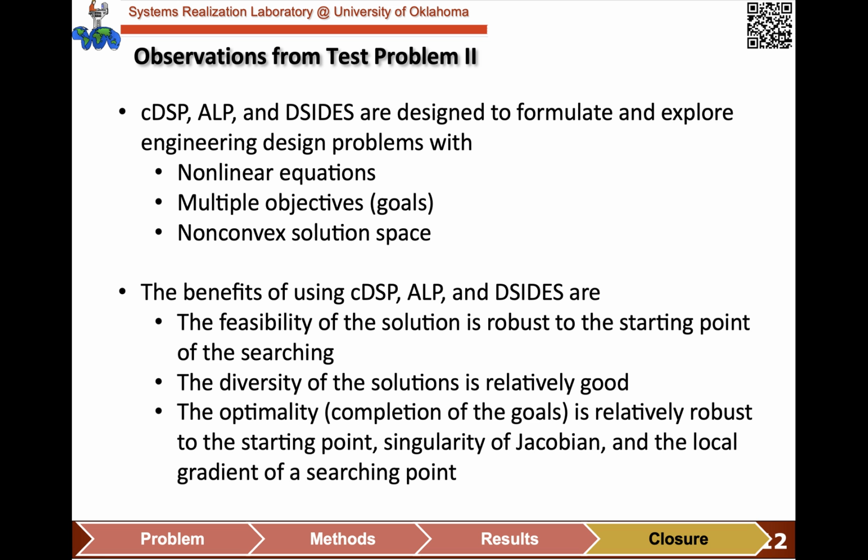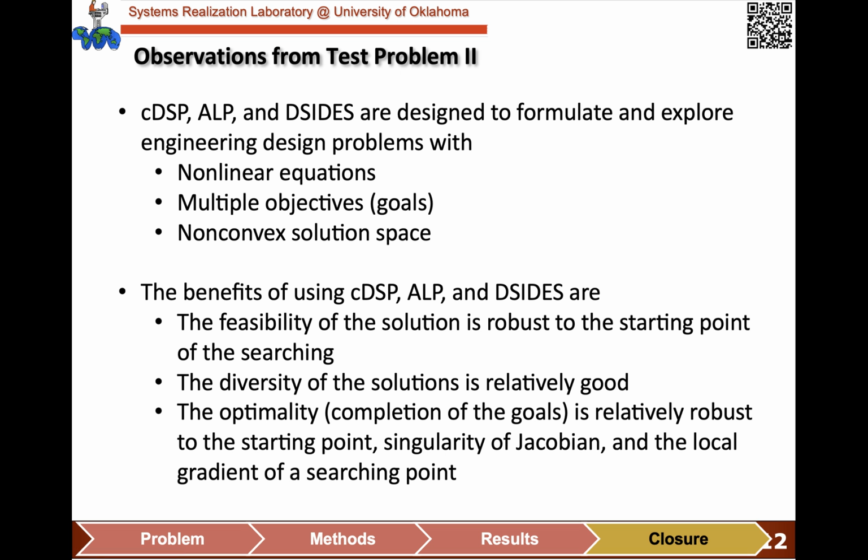So using cDSP, ALP, and DSIDES, the engineers can formulate and explore the engineering design problems with nonlinear equations, multiple objectives, and non-convex solution space, because a lot of engineering design problems are non-convex. The benefits of using cDSP, ALP, and DSIDES are the feasibility of the solution is robust to starting point, the diversity of the solution is relatively good, and the optimality, or in other words, completion of the goals, is relatively robust to the starting point, singularity of Jacobian matrix, and the local gradient of the starting point.